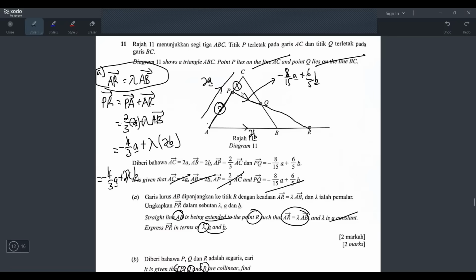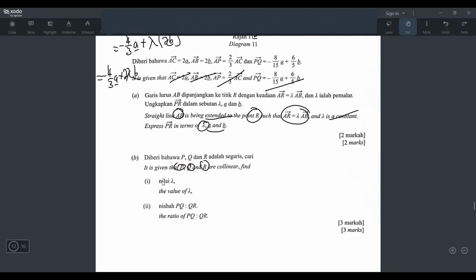And if collinear means what? These two vectors boleh sama dengan, boleh equal. Tapi kena tambah satu unknown lah. You kena tambah satu constant. It can be K, can be L, can be M. But you have to tambah the constant because that's the ratio. That's why dia tak sama panjang.